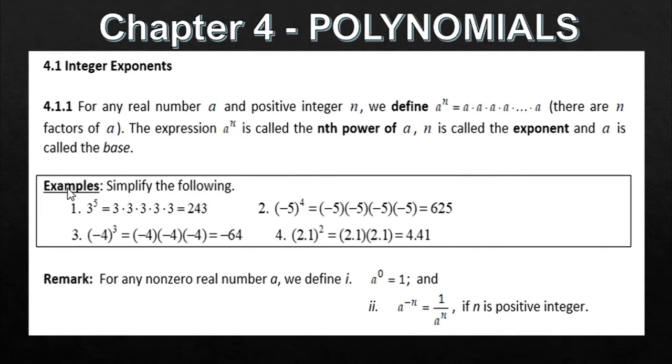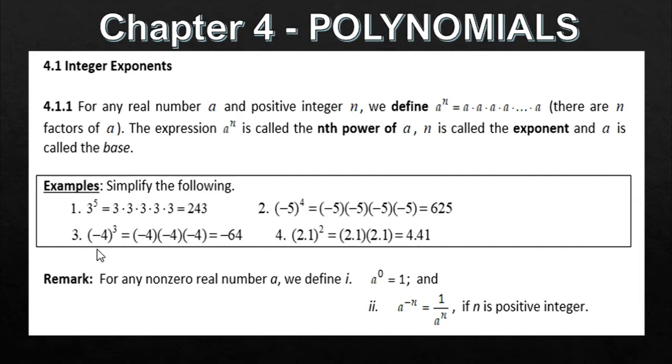So let's go to examples. Simplify the following. First, we have here 3 to the power of 5. Meaning, we multiply 3 five times. So, we have here 3 times 3 times 3 times 3 times 3 which is equal to 243. Another, we have here negative 5 to the power of 4. Meaning, we multiply negative 5 four times. The negative is inside the parenthesis, so it is included in the repeated multiplication. So, we have here negative 5 times negative 5 times negative 5 times negative 5 which is equal to 625.